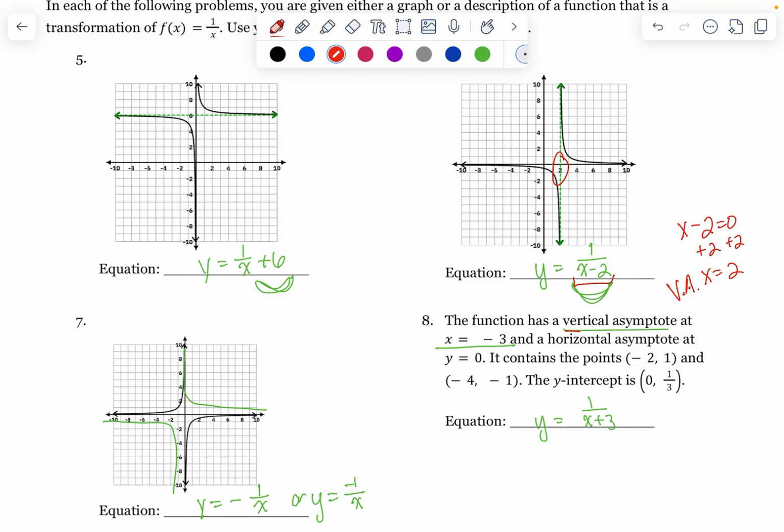So if I know my vertical asymptote in number 8, I know that my denominator has to be x plus 3, because if I set that equal to 0, that's how I get a vertical asymptote at x equals -3. Since the horizontal asymptote is still at 0, it did not get shifted up or down, so this would be my final answer. But if I wanted to double check, I could plug in an x value of -2, calculate it, see if I get that y value, which I do, and then the same thing for these points as well.